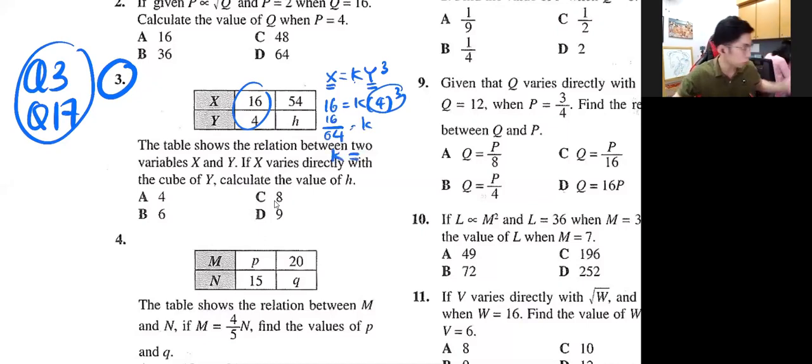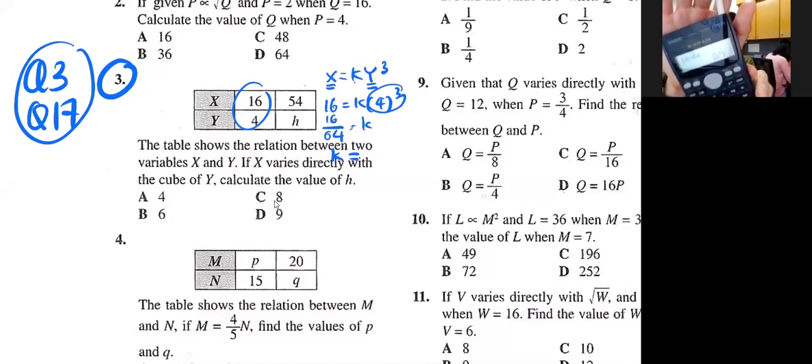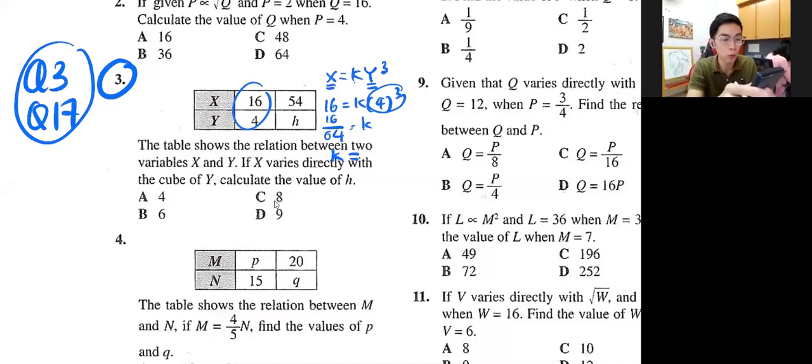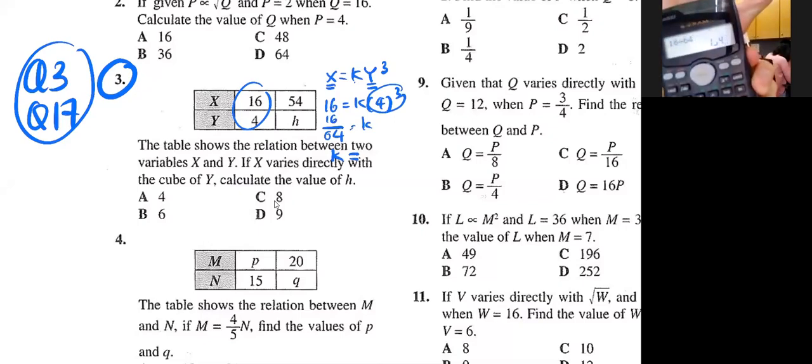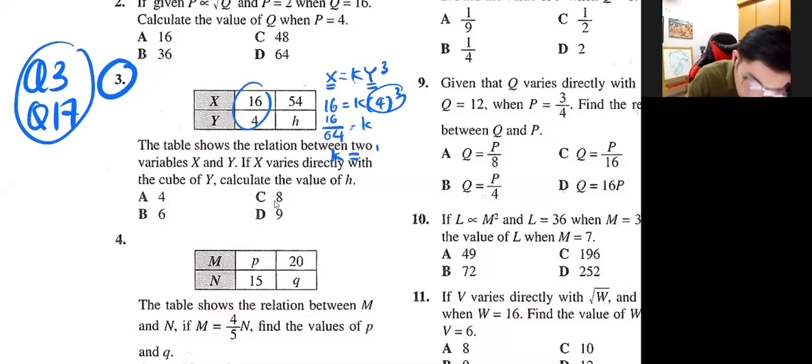Okay, sorry, I have to use a calculator. So 16 over 64. It's either you put decimal 0.25, or if you don't want to put 0.25, it's fine. You can put 1 over 4, 1 over 4 also can. So 1 over 4. It's okay if you put 0.25.